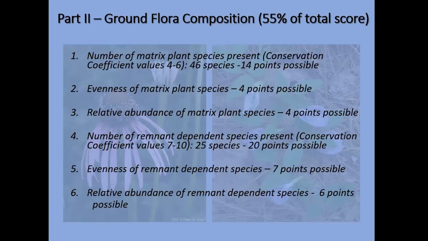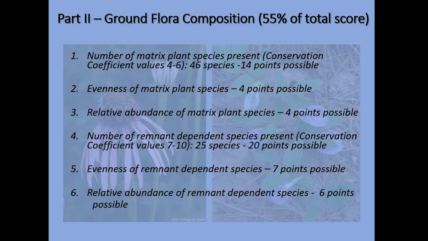Okay, so a quick breakdown of the ground flora portion of the CHI survey. The number of matrix species are counted. So this is up to 46 matrix species. Those are going to be your 4 to 6 level species. So that's worth a possible 14 points.